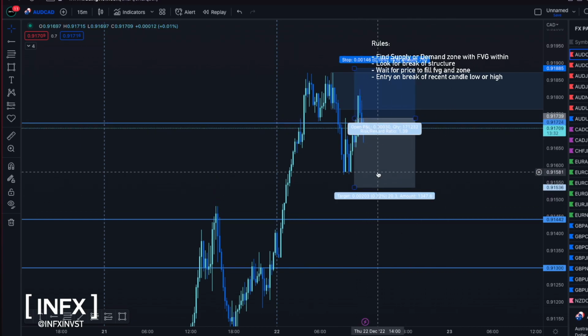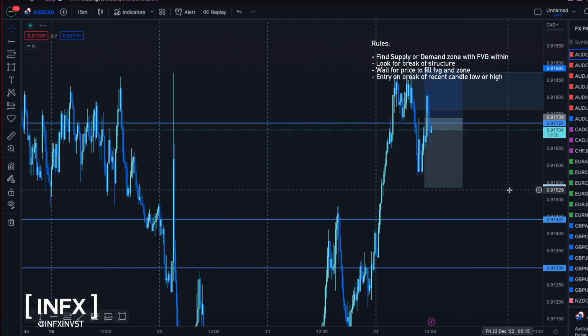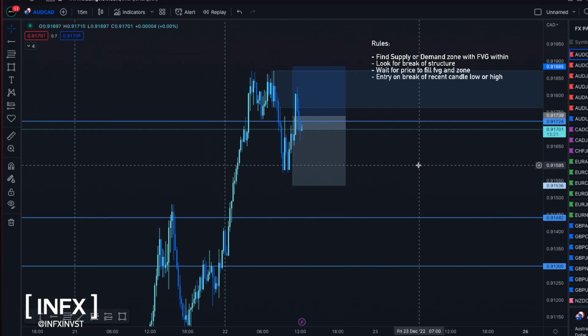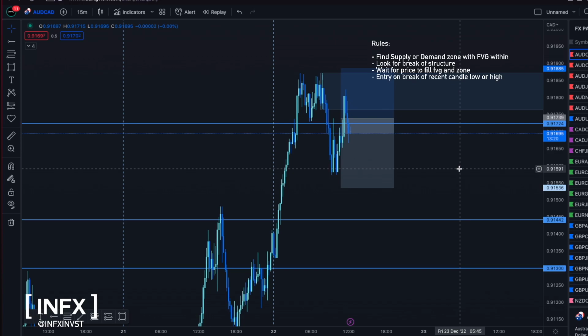So we're targeting 20 pips here, expecting price to eventually come down to this area down here, to this resistance or support level. So I'll come back to these trades later in the day, and we'll see how they've played out.